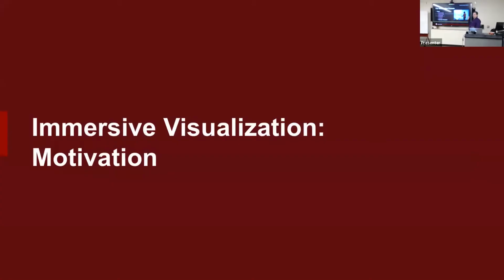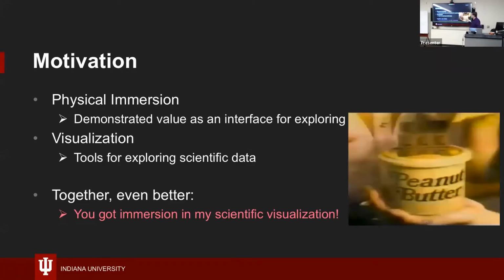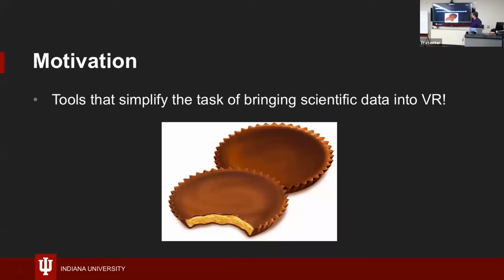All right, so those are our 2 refreshers, visualization and virtual reality. Now we want to motivate bringing those 2 things together, right? We have our physical immersion. We'll talk in a moment about some of the demonstrated values that it has as an interface for looking around and exploring spaces. And then visualization, where we want to take our numbers and represent them. And so we're going to take those 2 things and put them together, and hopefully we'll have something even better. Right, so we want to create some tools that make it easier to bring things together that are more consumable.